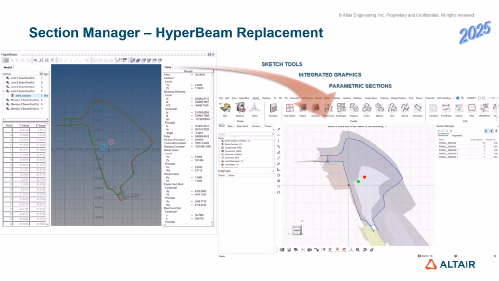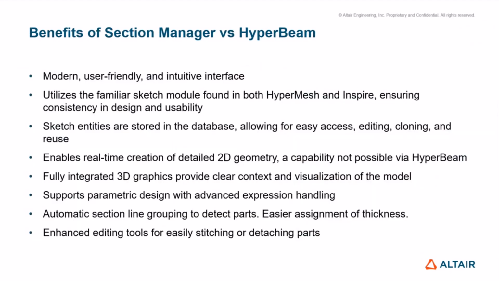So all the variables that can be used and the expressions to fully parameterize your sketch will be used to compute the sections. Everything is tied together. And in the future, we are also planning to leverage this for optimization studies embedded with OptiStruct. So again, a list of benefits, maybe some of them already said, but let me reiterate that Section Manager is an evolution of HyperBeam, bringing in a new intuitive and modern interface with the very well-known Sketch module.